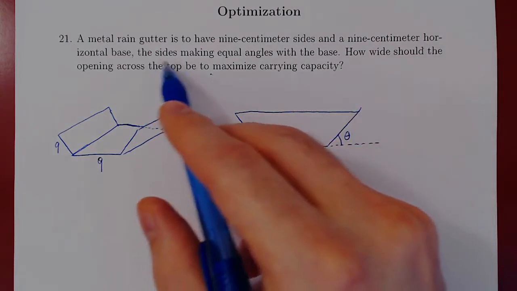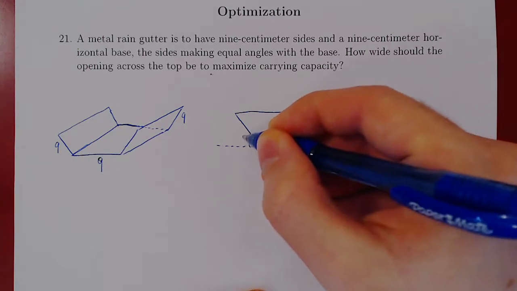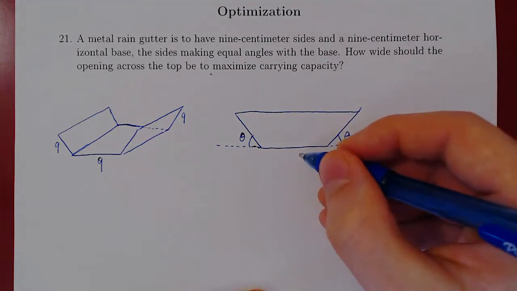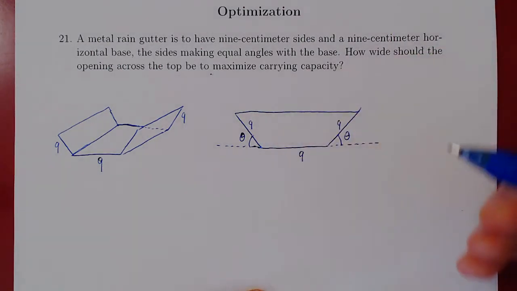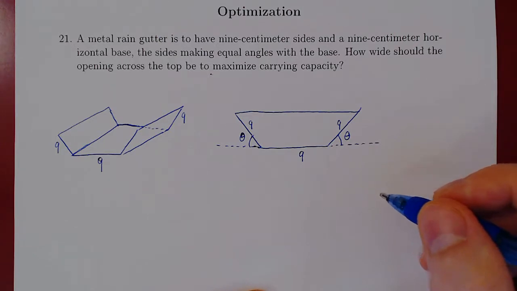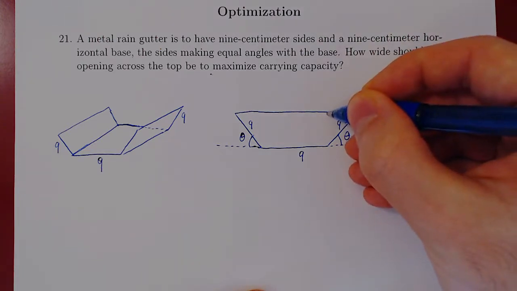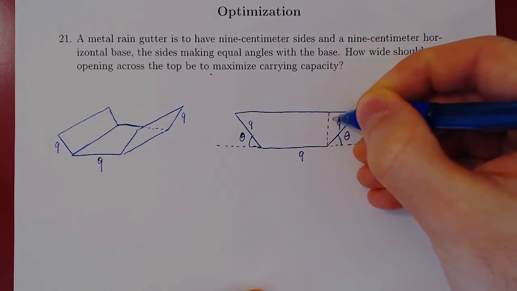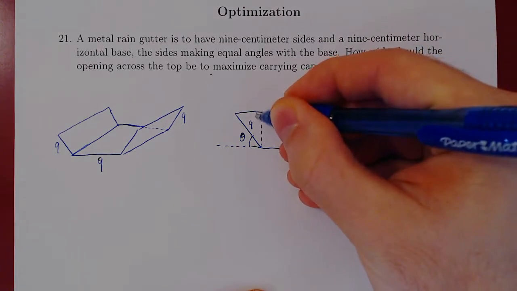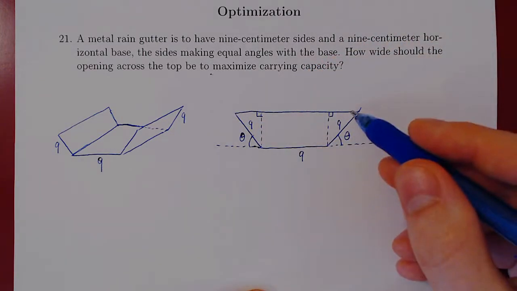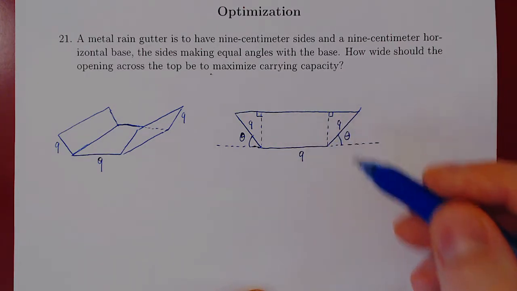And we're told that the sides make equal angles with the base. So the angle here is the same as the angle here. And we know that this side equals 9, this side equals 9, and this side equals 9 as well. And now the question is, how do we find the area of this trapezoid? The idea is we can break it down into two right triangles and a rectangle. The area of the trapezoid will be the area of this triangle plus the area of this rectangle plus the area of this triangle.